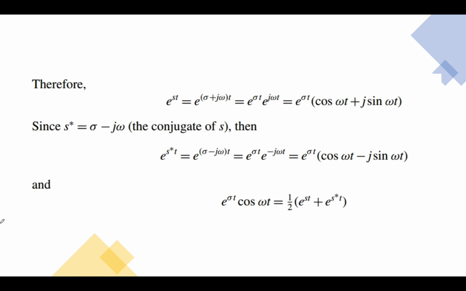And you can see that using this, you can then apply it to the e to the j omega t. You can apply Euler's relation. You can also take the complex conjugate of e to the st, so you get sigma minus j omega t. From that, you can prove that this expression can be broken down as shown. So e to the sigma t cosine omega t can actually be written as 1/2 of e to the st plus e to the s star t.